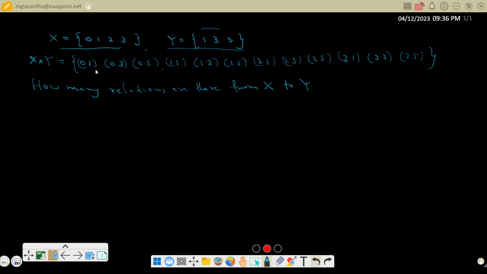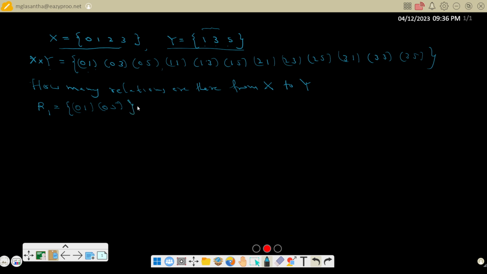I am asking, can you tell me at least one relation? One relation, let's say R1. Can you write it? If you take any subset of X cross Y, it's a relation. (1, 0), (1, 5). Sir, here you put a bracket, but not a curly bracket, right?